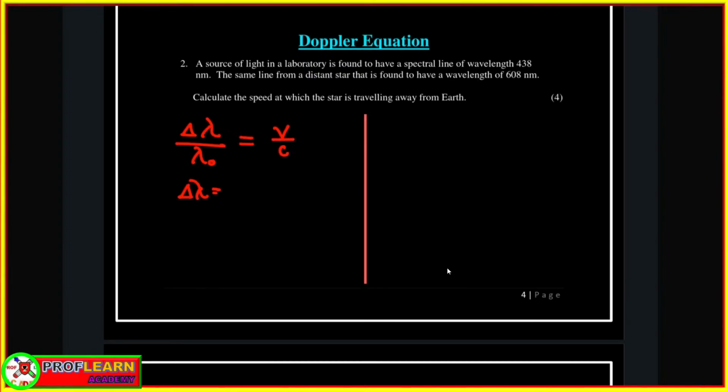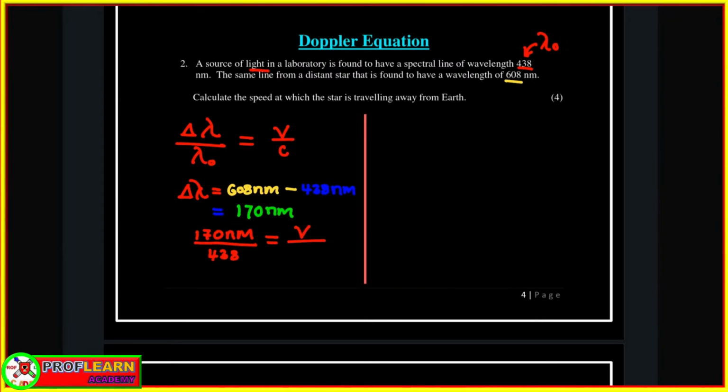Then we can work out the change in wavelength by subtracting the two wavelengths, and we get 170 nanometers, which we again substitute into the formula. Remember that this is our reference wavelength, lambda naught, 438, and v is the speed of the star, over 3 times 10 raised to power 8, which is the speed of light.